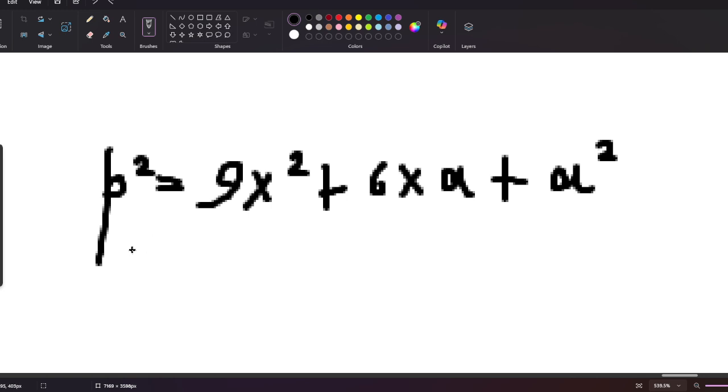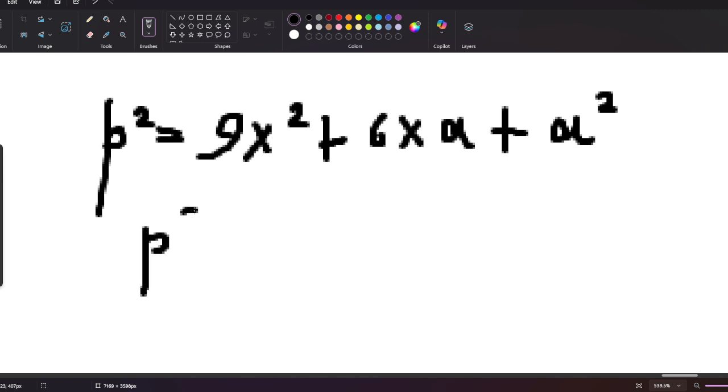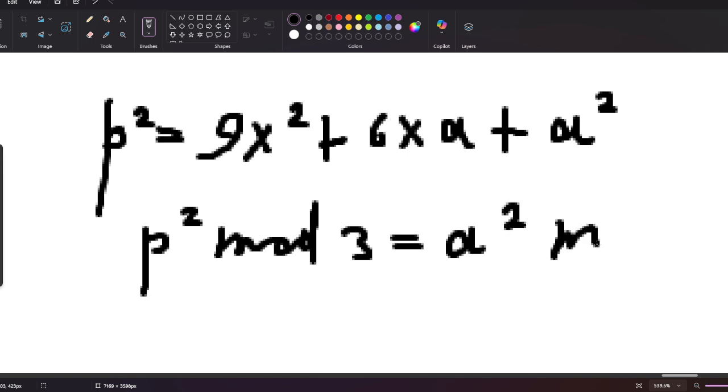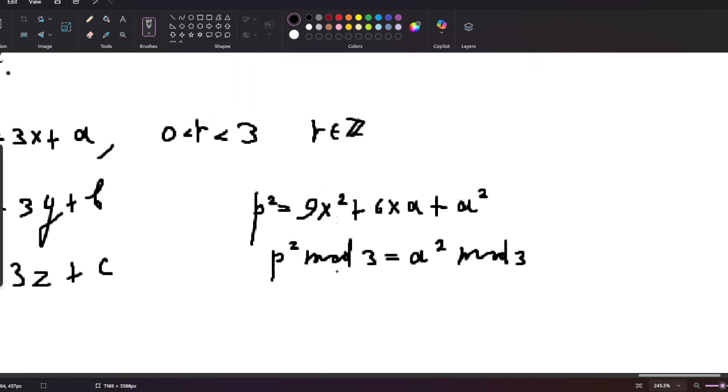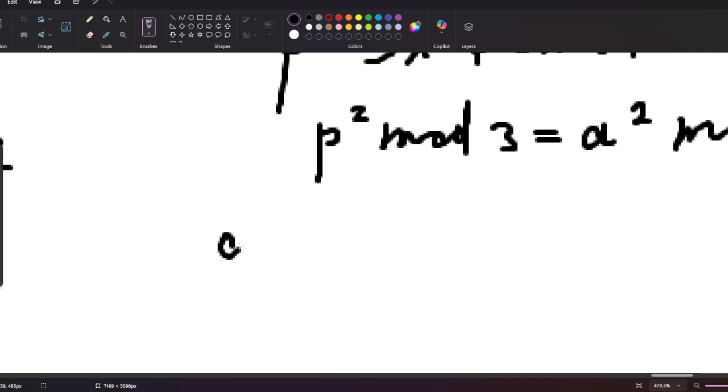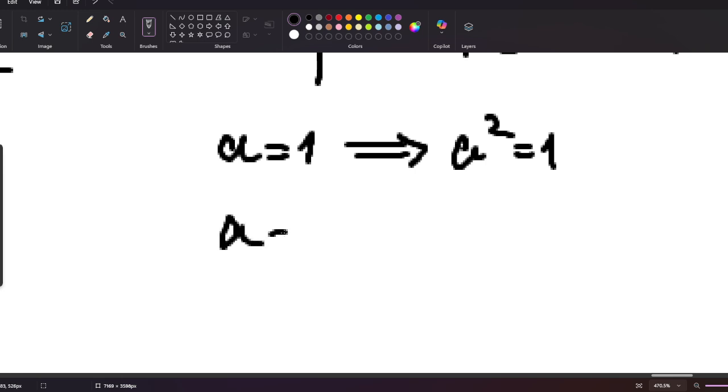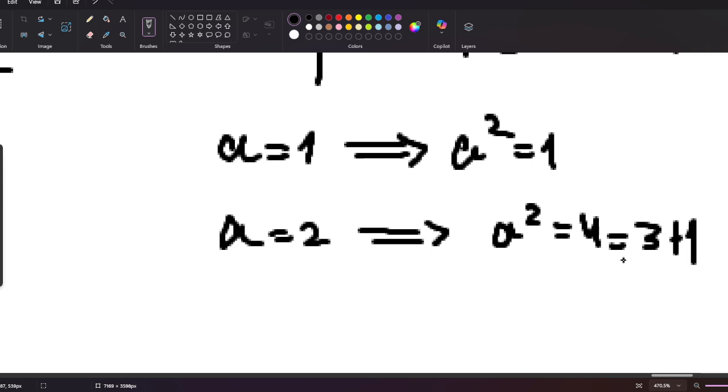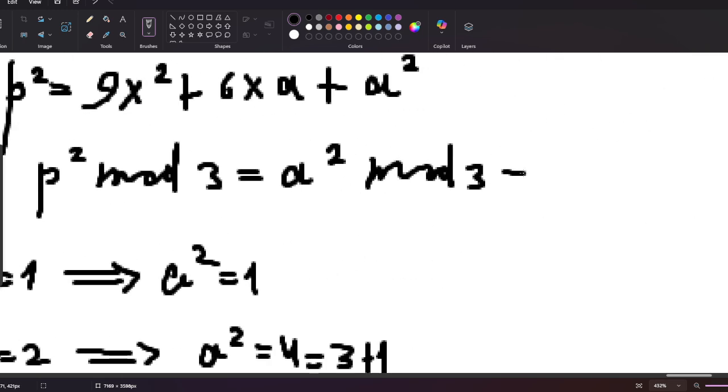Now, this is obviously divisible by 3, so if we were to take mod 3 on both sides, p squared mod 3 is going to be a squared mod 3. So let's review p squared. For a equals 1, a squared is going to be 1. If a equals 2, then a squared is going to be equal to 4, which can be written as 3 plus 1. So a squared mod 3 is always going to be 1.